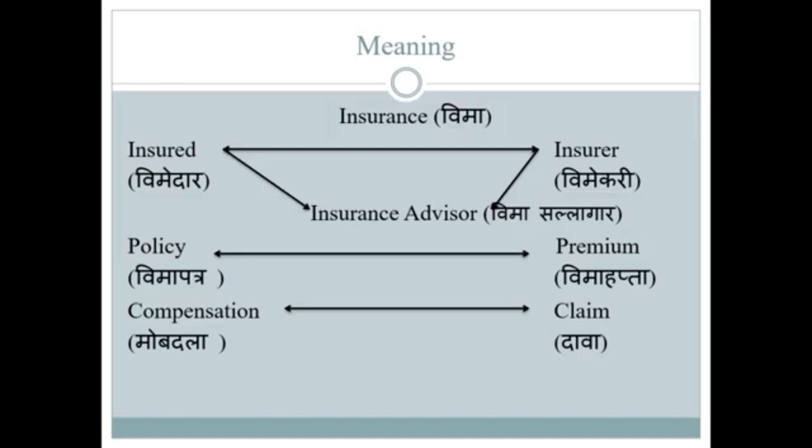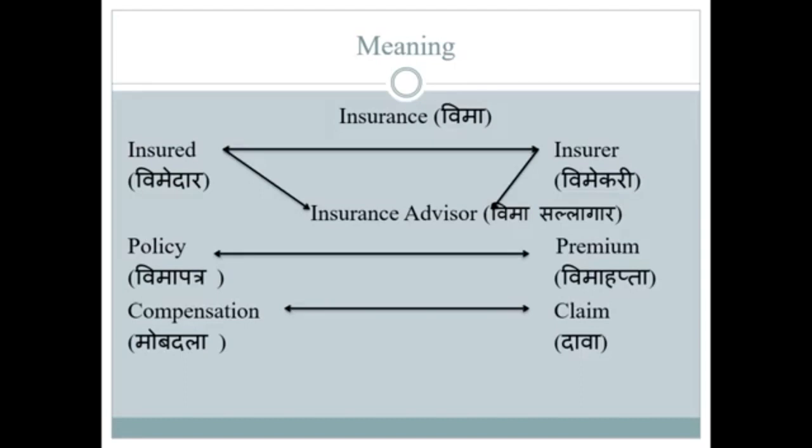So insurance is a contract between two parties. Who are these two parties? The first party towards this insurance contract is termed as insured, a person who is in need of an insurance policy, and the other party associated with this insurance contract is called the insurer, that is the insurance company, the artificial person who offers an insurance policy.